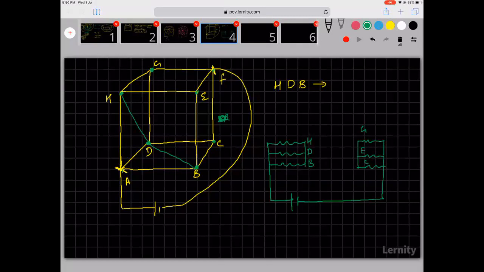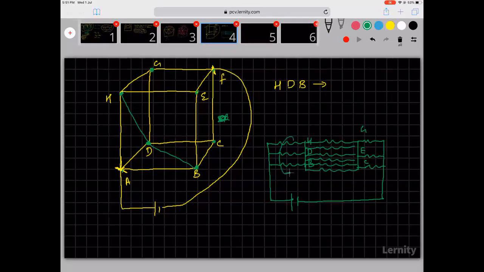Now, once you bring them together on this side, from H to G, there is one. H to E, there is one. Then what else is there? D to C, there is one. Then what else is there? D to G, there is one. Then again from B to C and B to E. So I have one more here and I have one more here. So the equivalent resistance of this is here.